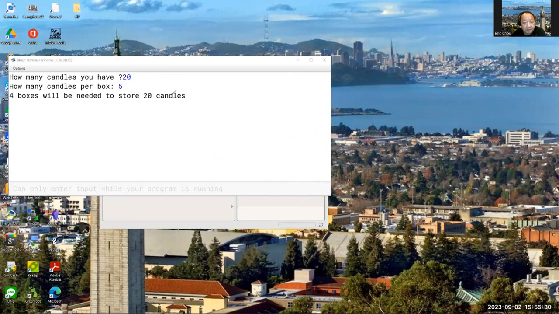So Michael, what is this number? Is it 4 or 5? Four boxes or 5 boxes? Sometimes with 20, you will get 4. With 24, you will get 5.